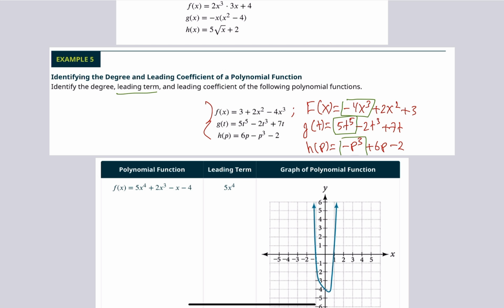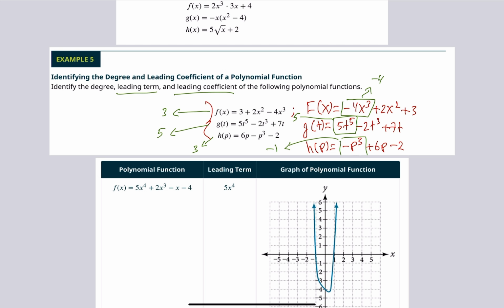What is the degree of f of x? The degree in this case is 3, the highest degree. The degree of this one equals 5, and the degree of this equals 3. And that's it. And the leading coefficient is negative 4. Leading coefficient of g of t is 5. Leading coefficient of h of p is negative 1.